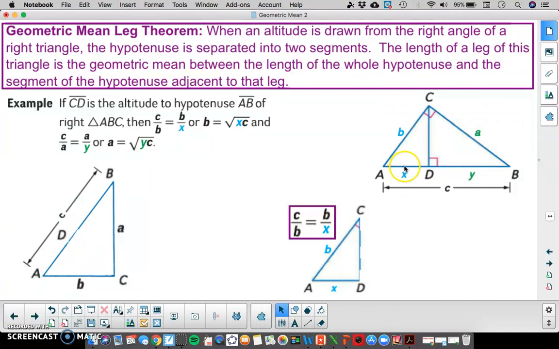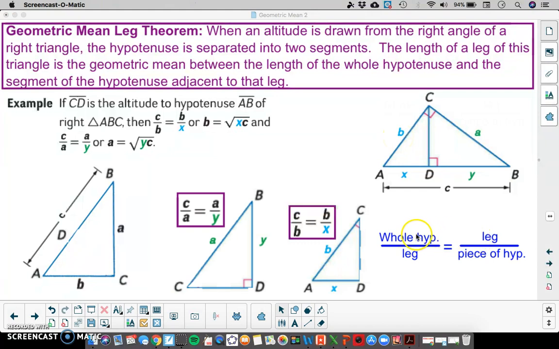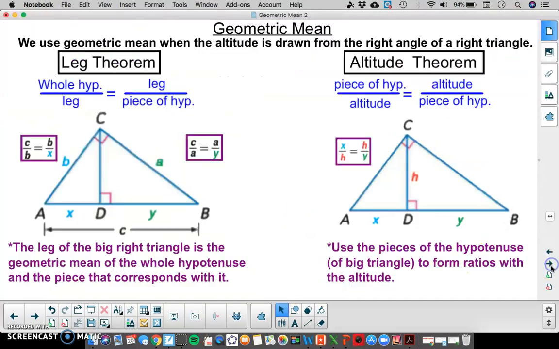Again, notice that X is on the same side of the diagram as the leg that it corresponds to. So we have the piece of the hypotenuse on the same side of the diagram. So we have the whole hypotenuse over the leg and the leg over the piece of the hypotenuse that corresponds with it. So let's look at a review of the geometric mean theorem so far.